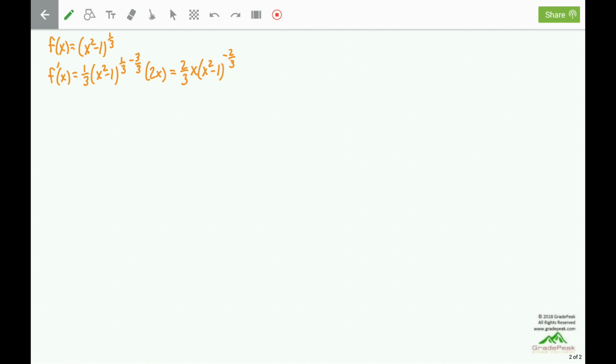But for the first derivative, we do want to have all powers be positive, so we will need to move that negative power to the denominator. The 2 stays in the numerator, the x stays in the numerator, there is a 3 in the denominator, and the x squared minus 1 will move to the denominator to become a positive 2/3 power. We want to fully factor the first derivative, so the numerator is fine as is, 2x. The denominator we can factor inside so that it is (x plus 1) times (x minus 1), it's a difference of squares, and the entire quantity to the 2/3 power.